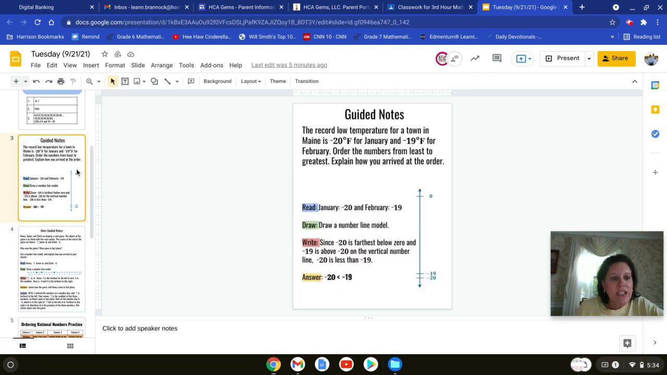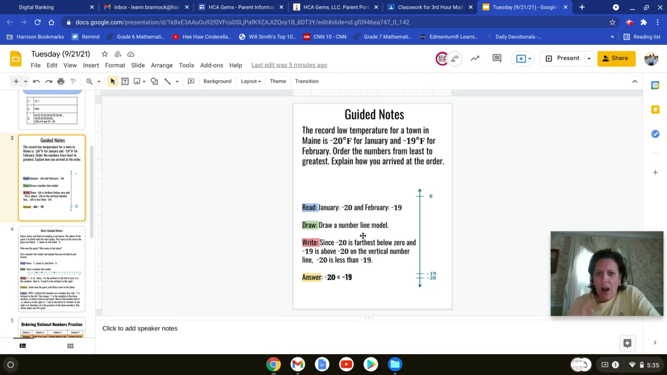Well, we see that January is negative 20 and February is negative 19. Draw a number line model. We've been practicing that in class, drawing a number line model. Since negative 20 is the farthest away from zero, and negative 19 is above negative 20 on this vertical number line, we see that negative 20 degrees is less than negative 19. I hope that's making sense.